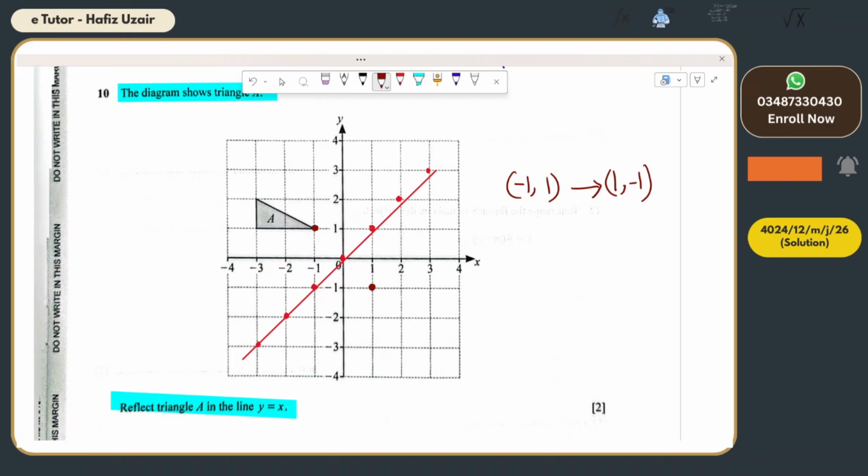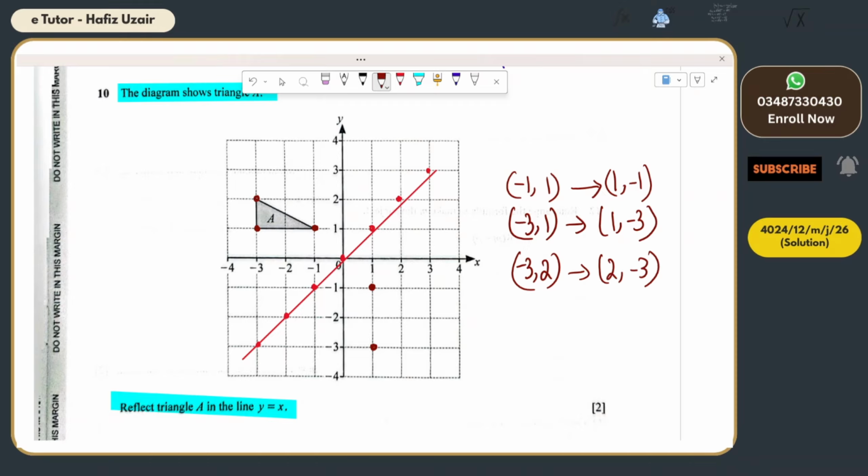So now the coordinate for this point is minus 3 comma 1. So this will become 1 comma minus 3, and 1 comma minus 3 will be over here. Now this point will be minus 3 comma 2, and that will become 2 comma minus 3, and this point will be over here. I'm not able to draw the line accurately, just okay. So yes, now you can check that this is the reflection of triangle A.